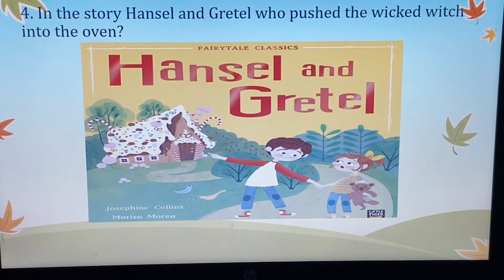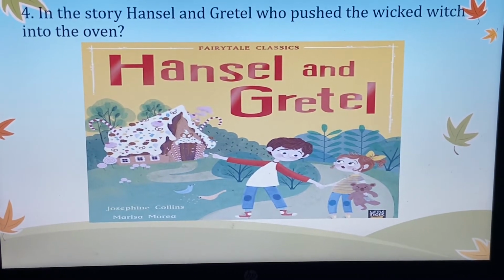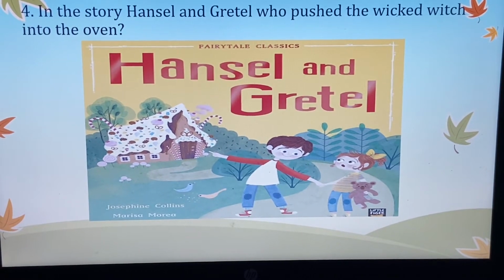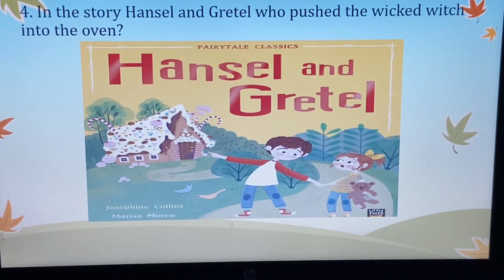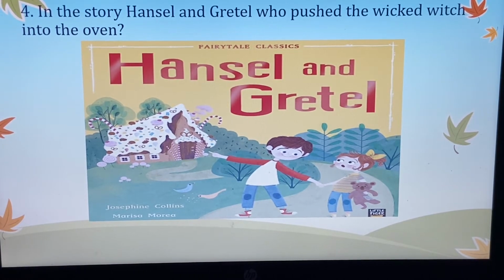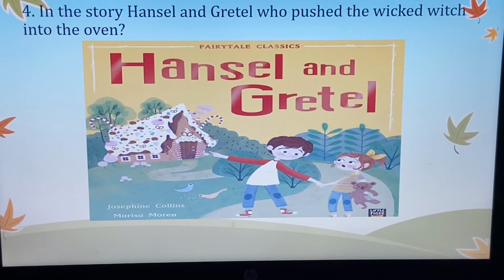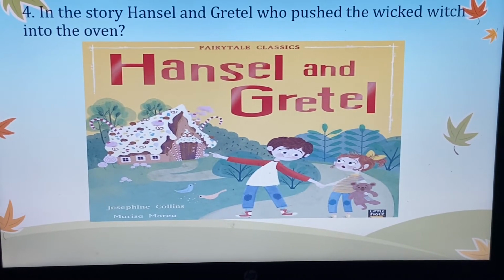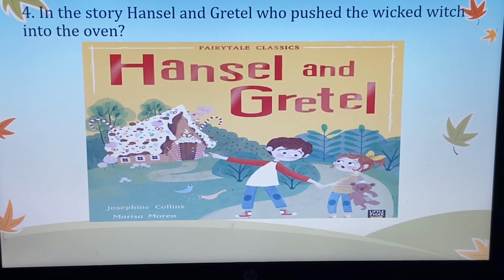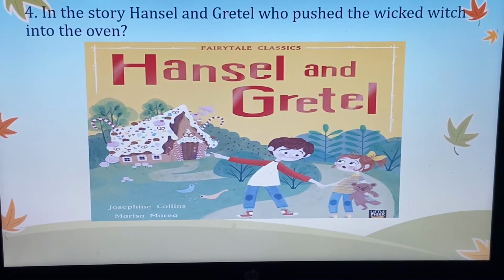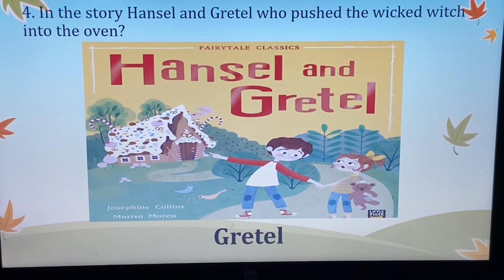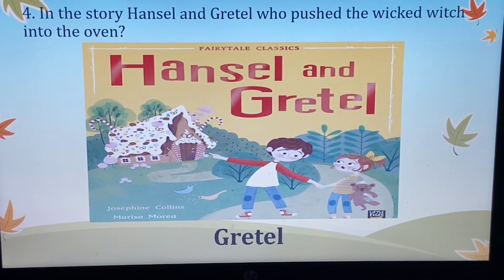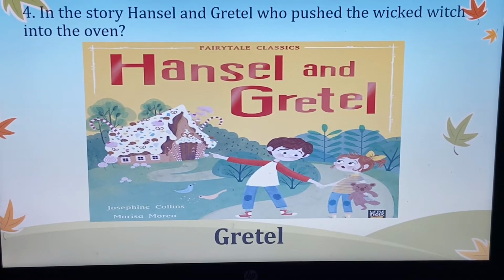Next is the story of Hansel and Gretel. Who pushed the wicked witch into the oven? So let's explore it. You know the meaning of witch? जिसको हम क्या कहते हैं? चुड़ैल. That's English में इसको क्या कहते हैं? Witch. So let's find out the name. That's Gretel. She pushed the wicked witch into the oven. Yes, this is correct. You all are very smart, I must say.